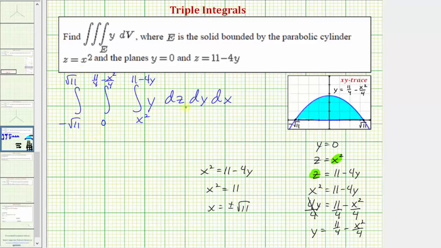So this completes the setup of our triple integral over the region E. So we'll stop here for part 1. In part 2, we'll evaluate this triple integral.